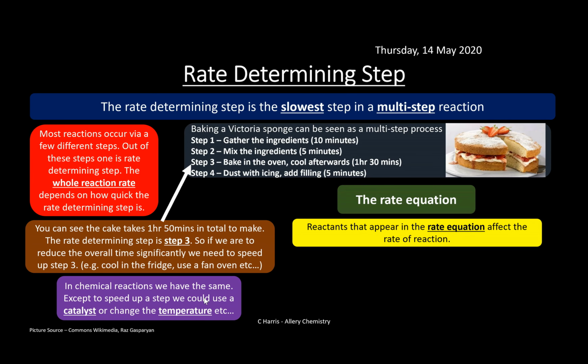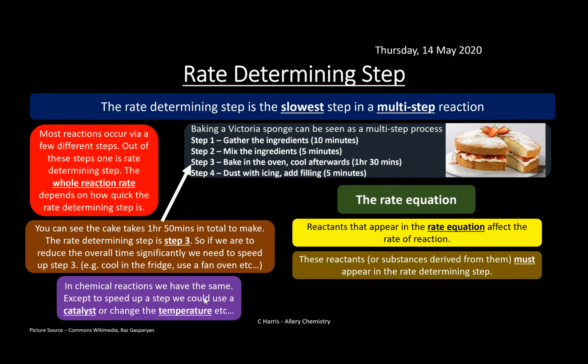So the rate equation: reactants that appear in the rate equation affect the rate of reaction. So we know that already. Whatever appears in the rate equation must have an impact on the rate of reaction, because we'd seen anything that was zero order didn't actually appear in the rate equation. So these reactants, or substances derived from them, must appear in the rate determining step. Very important.